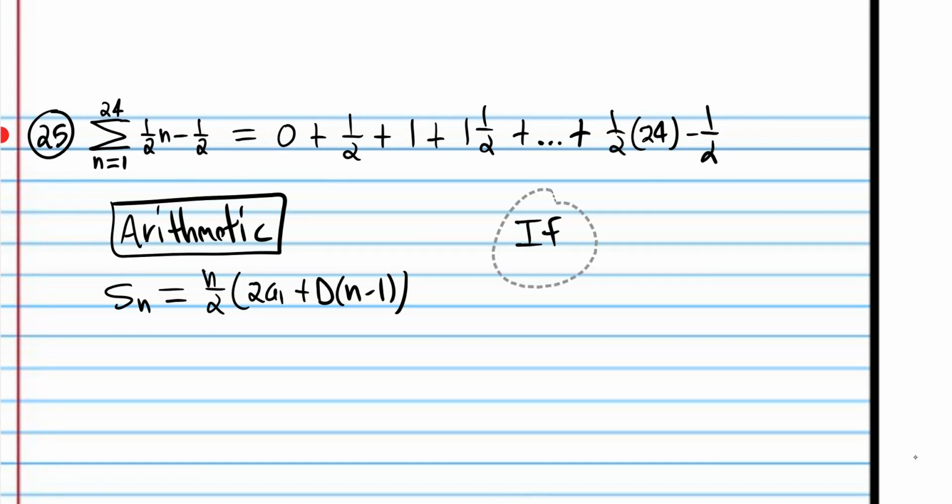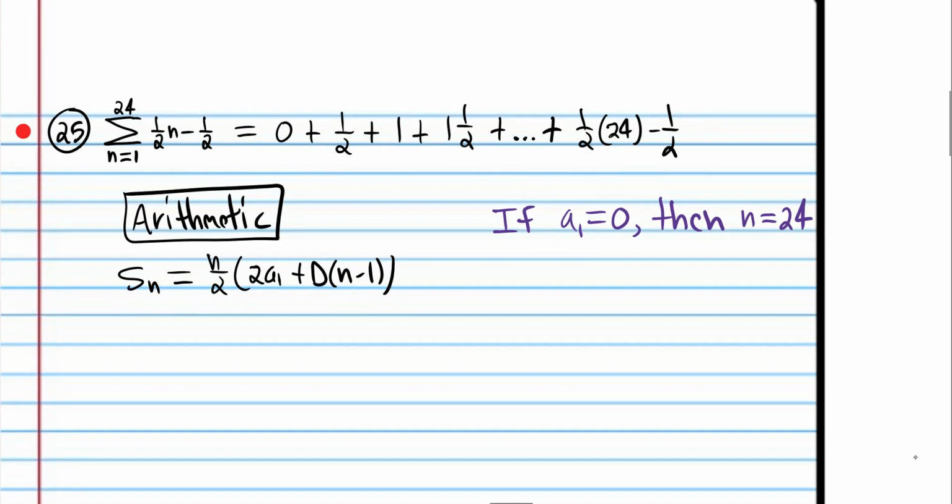If the first term is 0, then n would be 24. Because when you plug in 1, you get 0. That's the first term. So there's obviously going to be 24 terms, because we're starting at 1 and going to 24. 24 terms if a1 is 0.